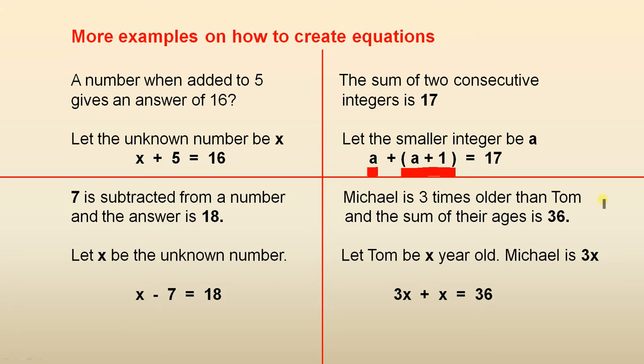The next one. Michael is 3 times older than Tom, and the sum of their ages is 36. So if you let Tom be x years old, Michael is 3 times older, so he must be 3x. The sum of their ages is 36, so 3x plus x equals 36. So all we've done in these examples is see how to form the equations. We haven't tried to solve them. We are just seeing how to actually create the equations, because that's a crucial step in solving the problem.